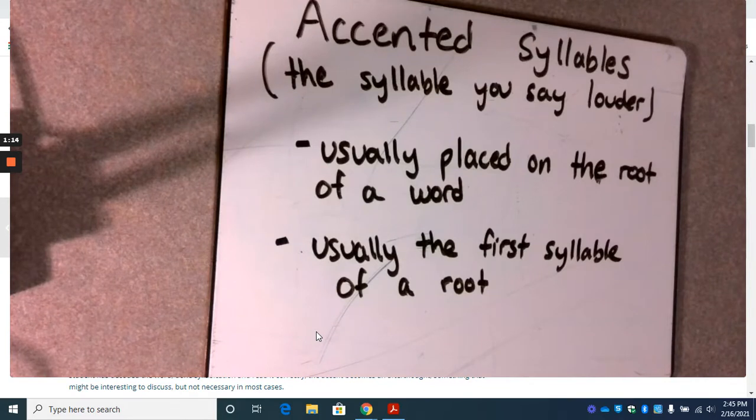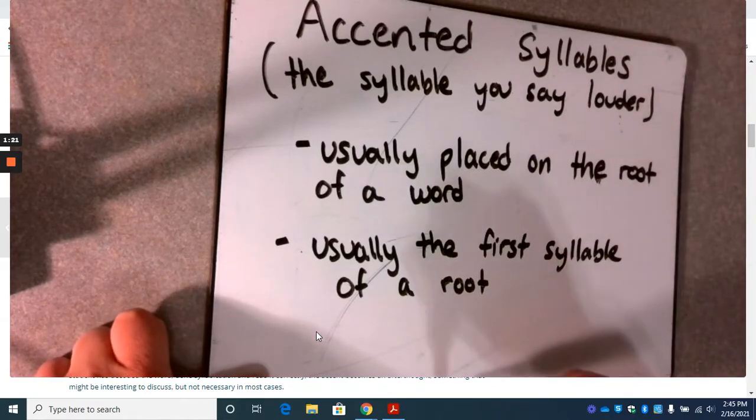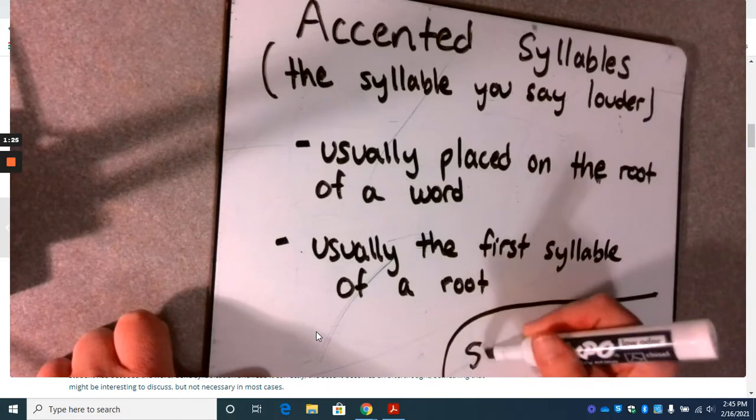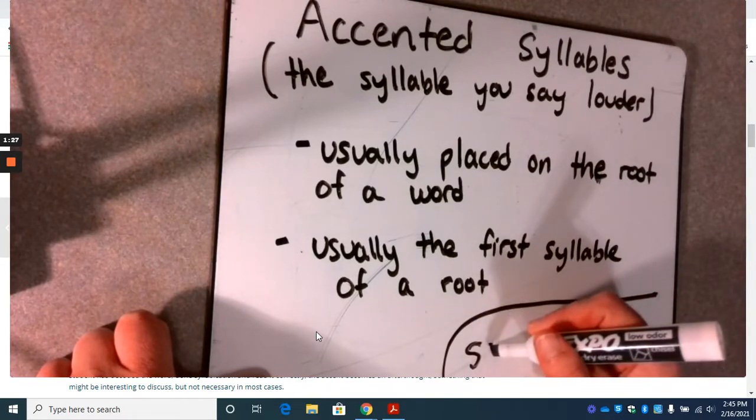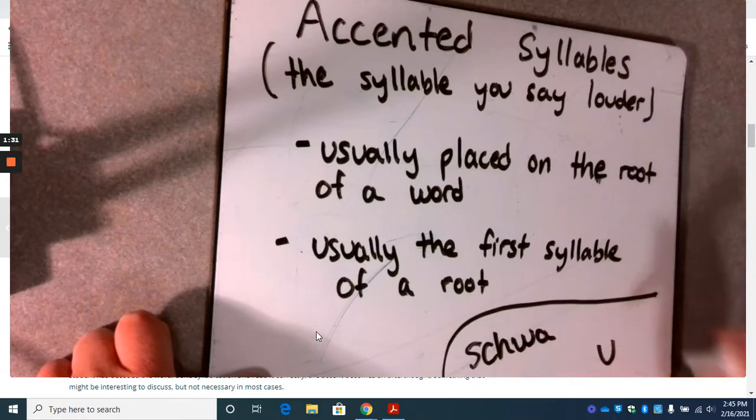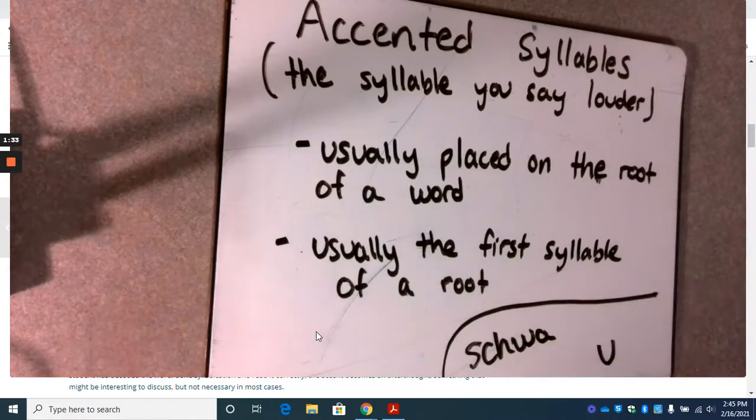Now there's sometimes where a word is using the schwa sound. That's something else to know. Every single vowel can make what we call the schwa sound. And that's simply that short U sound.